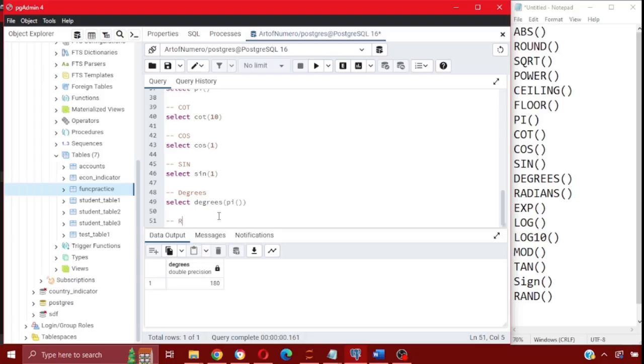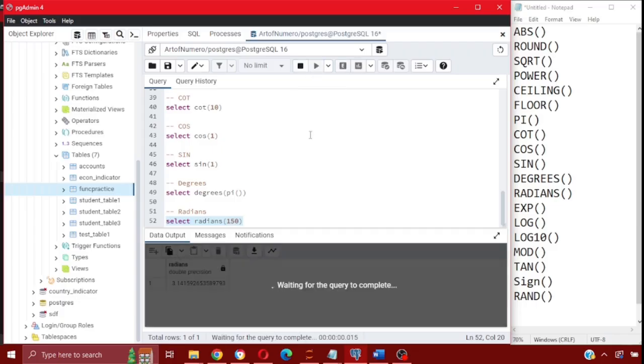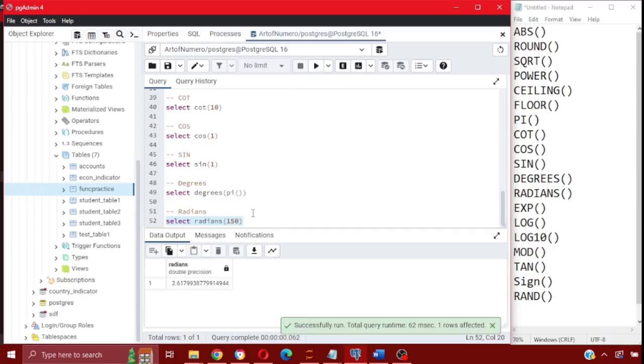Let's talk about radian. Sorry, I'm just trying as fast as I can. The radian function is pretty much the opposite. You're converting degrees to radians. So let's say if you want to change the degree 180 to a radian, that should give you 3.1415, which is 1 pi. And if you want to change 150 degrees to a radian, you're going to get a number around 2.61.